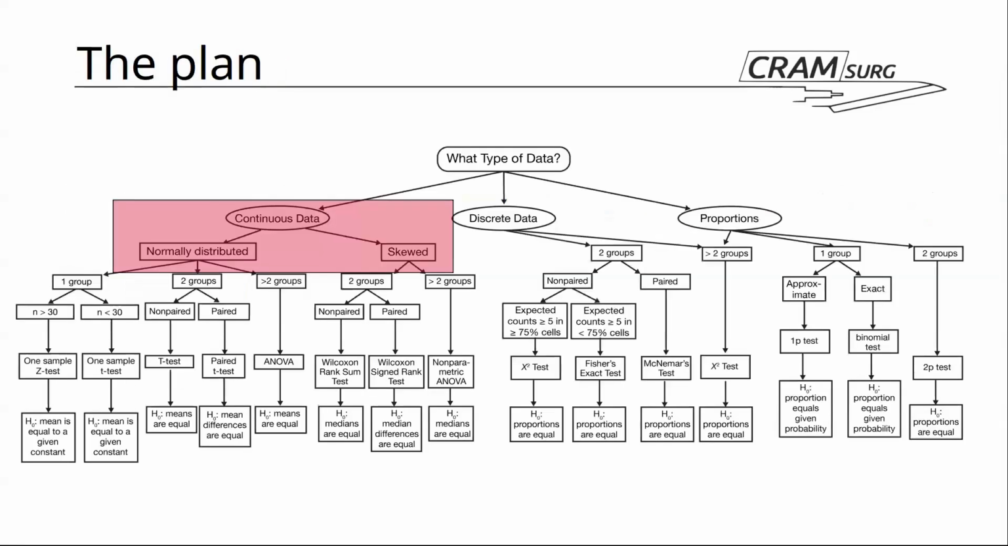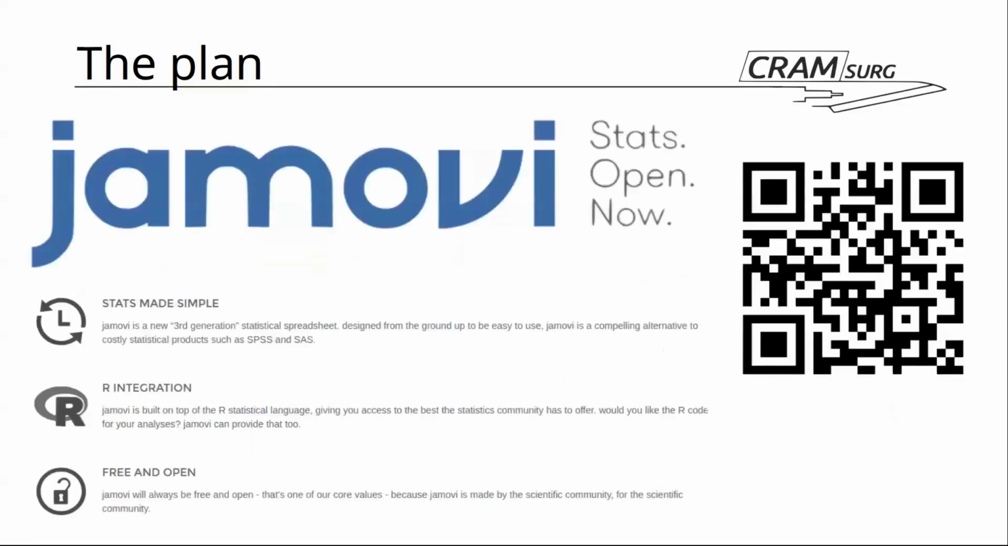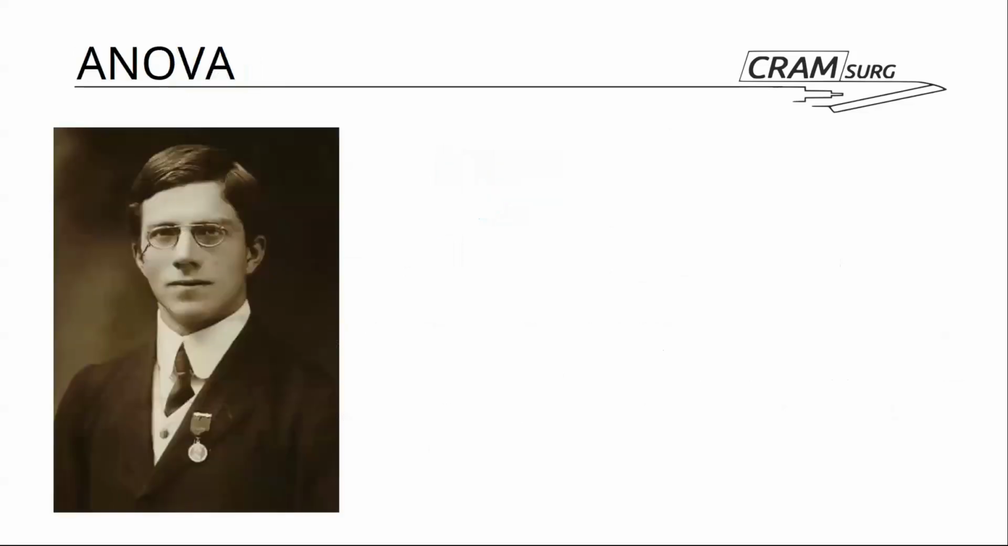Now, as we said last time, the plan is to carry on talking about continuous data. We're still talking about normally distributed data. And today we're going to talk about ANOVA, or analysis of variance. And again, we're going to do that with Jamovi. Usual QR code if you want to snap it to have a look at the Jamovi website. Great software, completely open source, freely available to run all your stats on your own. Very user-friendly, as you will see.